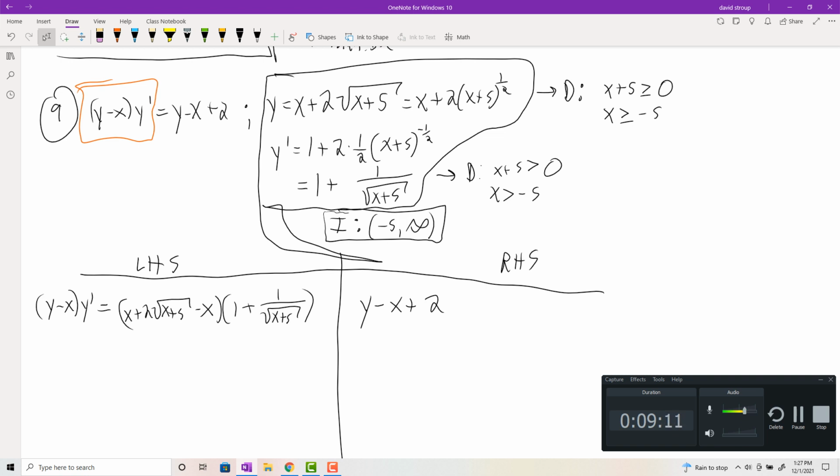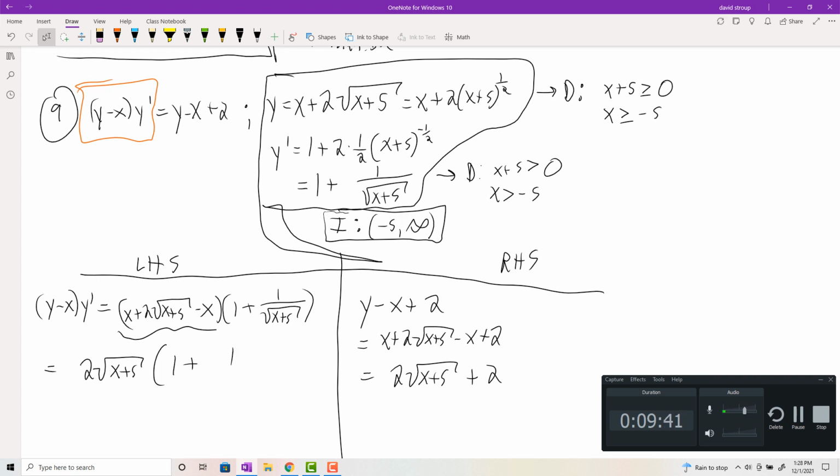Y minus x plus 2 sitting right there. So I have y as x plus 2 square root of x plus 5 minus x plus 2. And then simplifying that, that'll be 2 square root of x plus 5 plus 2. All right, so let's see what we have on the left-hand side. First I can simplify that term. x minus x is 0, so I just have 2 square root of x plus 5 times 1 plus 1 all over the square root of x plus 5.